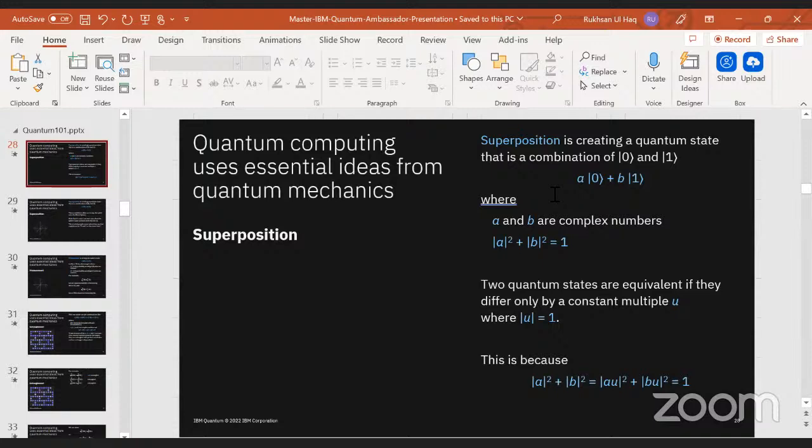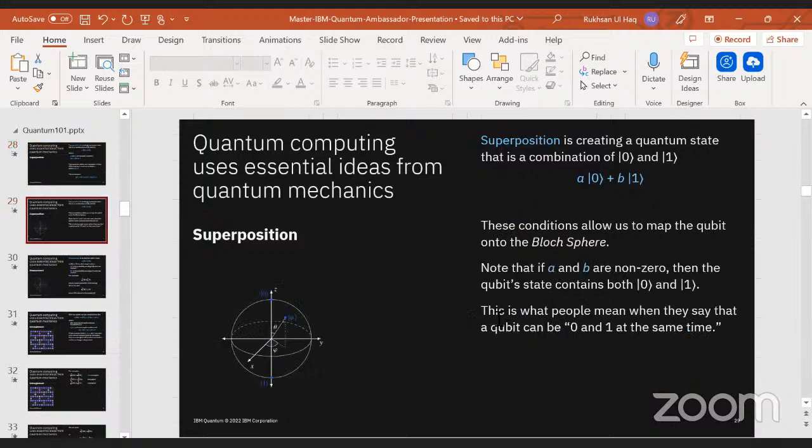Because as I said, the states are mathematically represented as vectors. And you can always do a vector addition between two states and see that the resulting state is also a valid quantum state and hence can be used for quantum computing. So superposition is very, very important. Essentially it means that you can combine states in quantum computing and result in new states which are still valid quantum states.